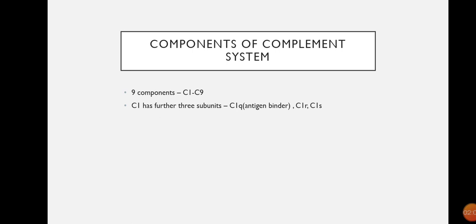C1 has further three subunits named C1q, C1r, and C1s, where C1q is specialized for antigen binding. So the antigen binds to C1q and activates C1r. C1r activates C1s.